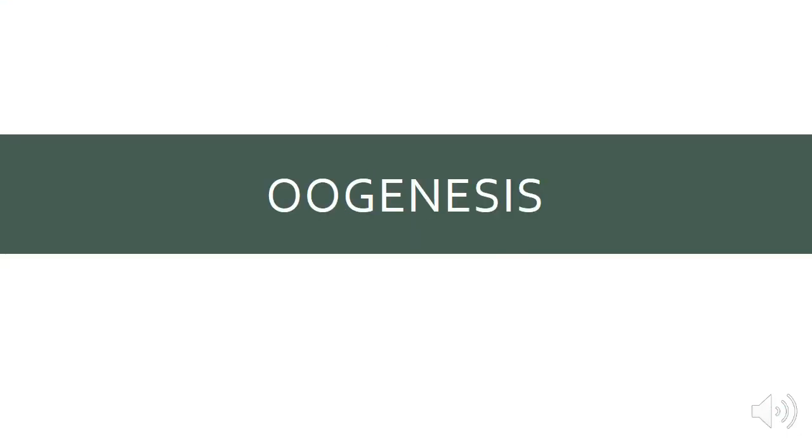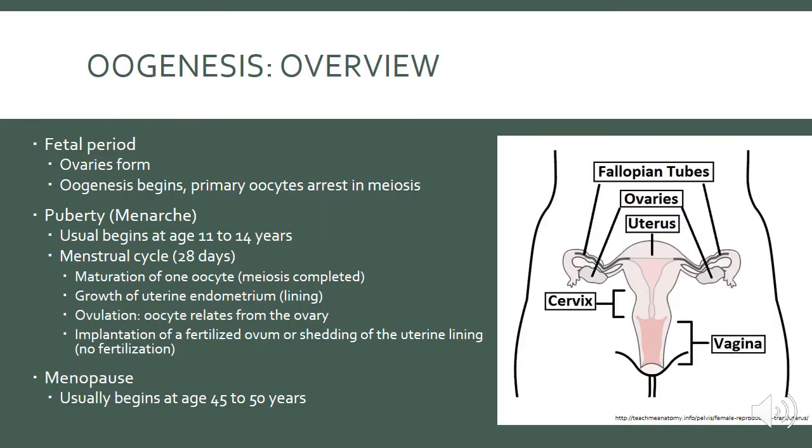Now, in contrast with oogenesis, there is a portion of this process that occurs during the fetal period, and then it pauses and begins at puberty. So during the fetal period, we make ovaries and oogenesis begins, but the primary oocytes then arrest partway through meiosis, which they pick up again at puberty, which for most women begins around age 11 through age 14. The menstrual cycle, of course, lasts roughly 28 days, although it varies from woman to woman. And during that time, one oocyte is going to mature and complete meiosis.